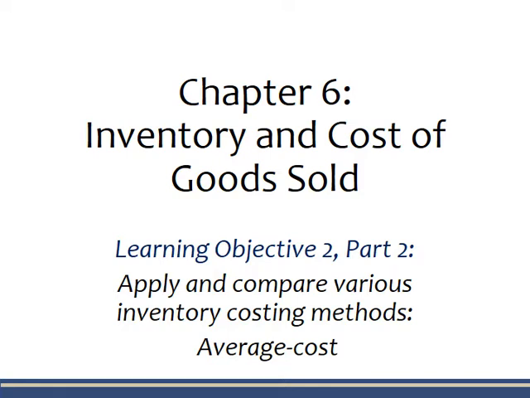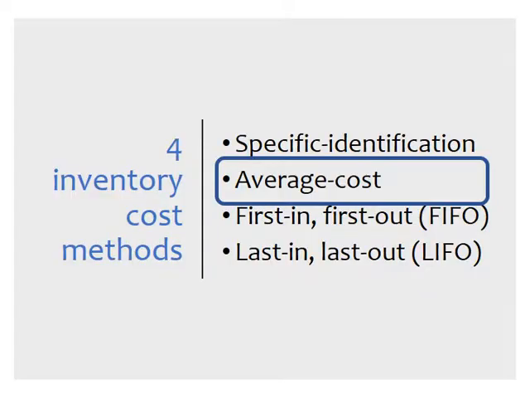This video covers Learning Objective 2, Part 2, Apply and Compare Various Inventory Costing Methods, Average Cost, in Chapter 6, Inventory and Cost of Goods Sold. So let's get started. In this video, we are covering the average cost method, which is one of the four major inventory cost methods.